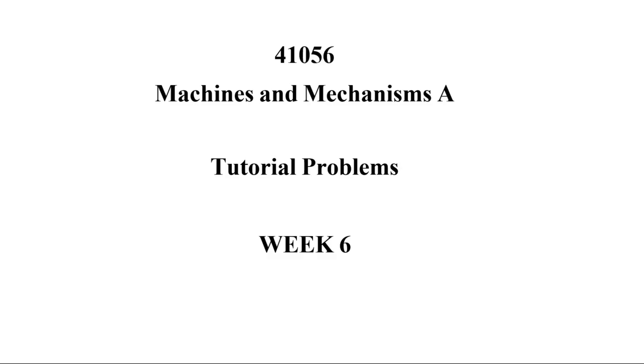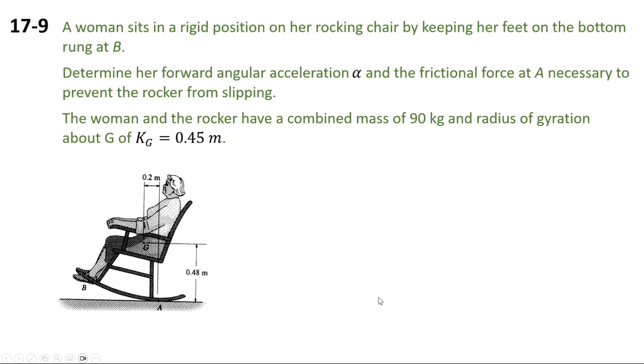So we start with question number 1. Question number 1 was about the woman who sits in a rigid position on her rocking chair, keeping her feet on the bottom rung at B. Determine her forward angular acceleration alpha and the frictional force at A necessary to prevent the rocker from slipping.